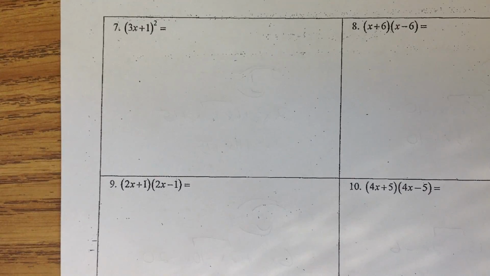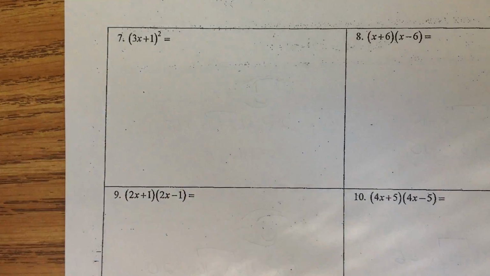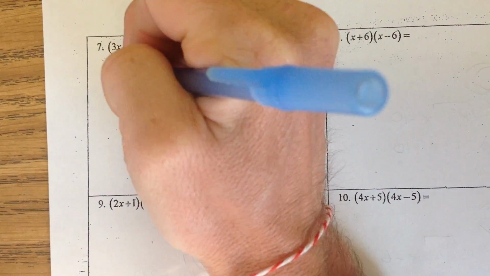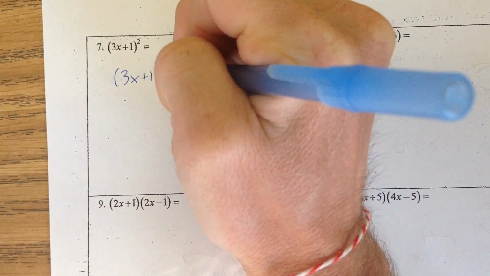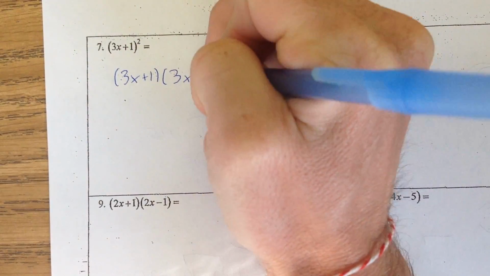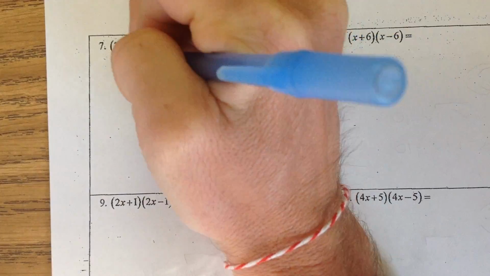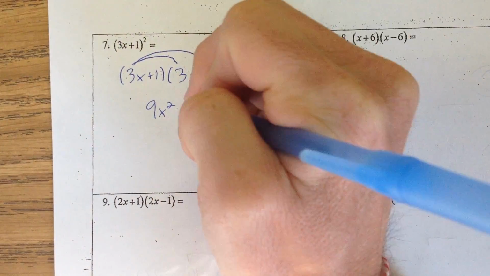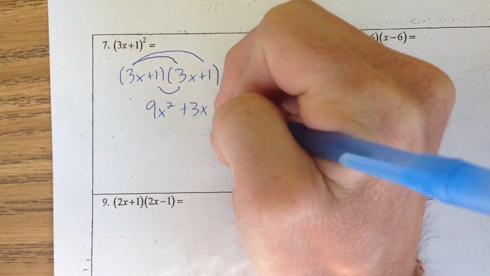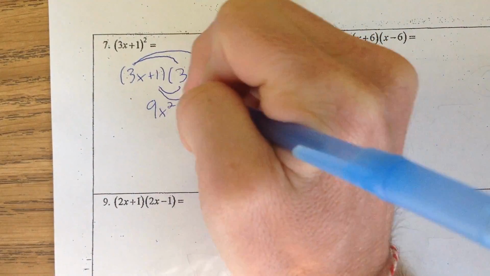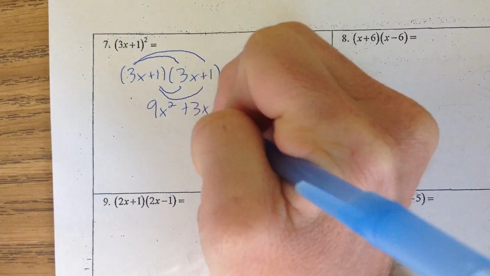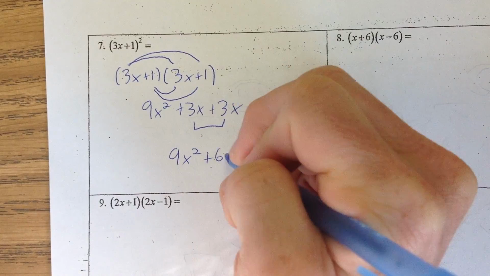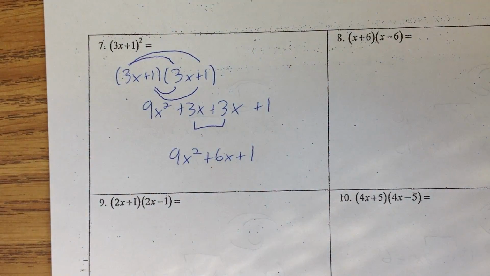All right, one last of these squared problems. So again, 3x plus 1 squared is 3x plus 1 times 3x plus 1. And then we're just distributing. So 9x squared plus 3x plus 3x plus 1. Combine your like terms, and you end up with 9x squared plus 6x plus 1.